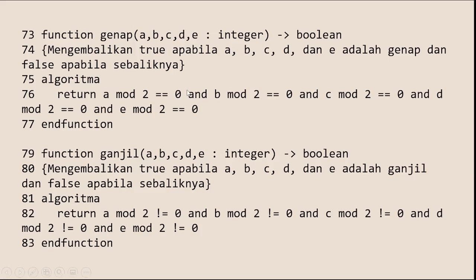Notice we are using the AND operator here, because if there is one point that is not odd or not even, then the subprogram will return false. So for example here, if the point B is not even, then it will return false. It is also the same with the odd function.